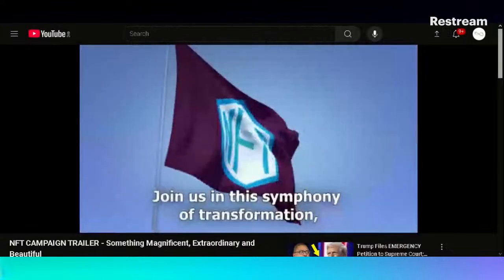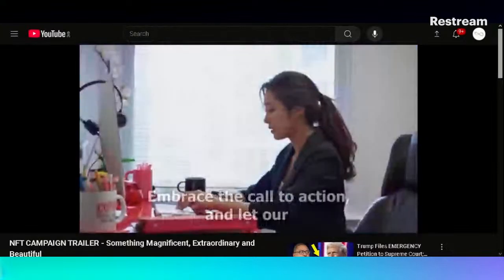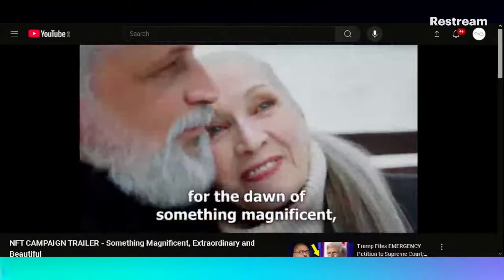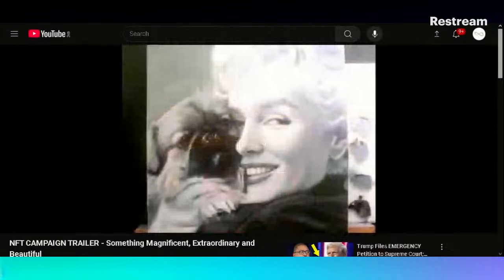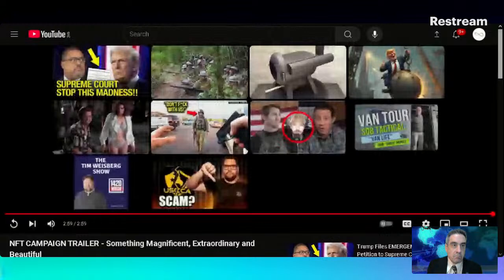So let's seize this moment. Join us in this symphony of transformation, where art, history, and innovation converge. Embrace the call to action, and let our collective sponsorship be the clarion call for the dawn of something magnificent. Something extraordinary. Something beautiful. The dawn of something exciting, the dawn of something magnificent, and the dawn of something beautiful.